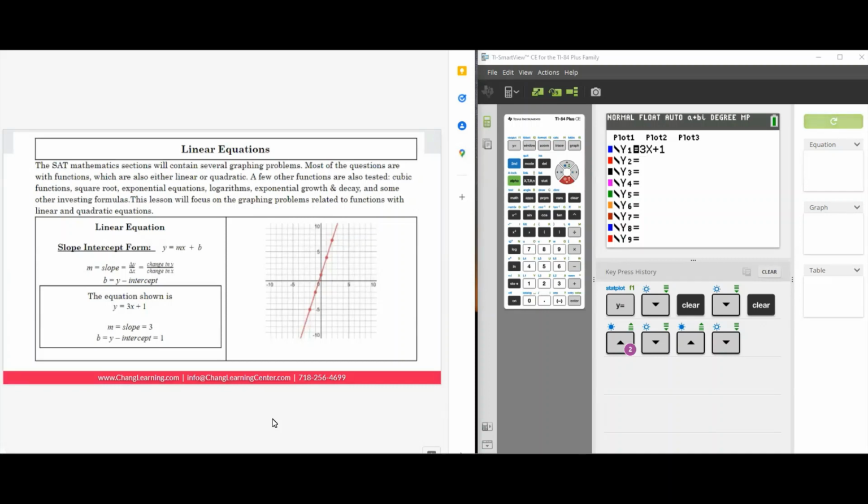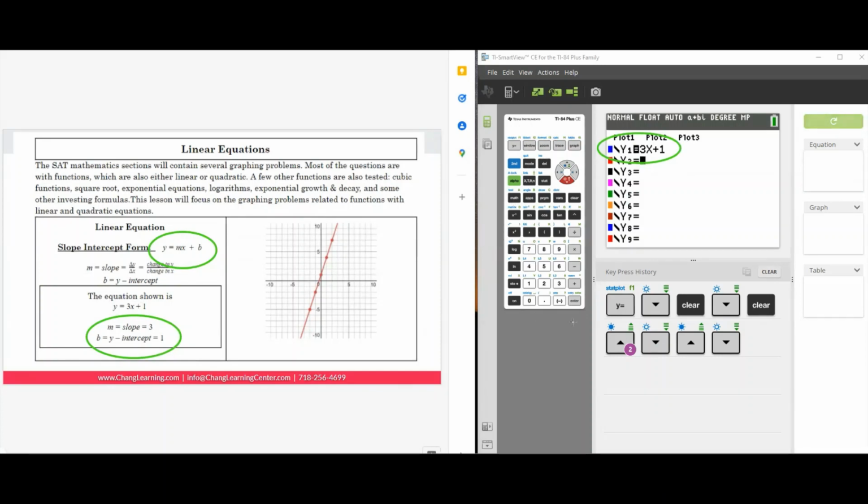So what we have here is the first example, and the equation shown is y equals 3x plus 1. As you can see in the slide on the left side, the slope is 3 and the y-intercept is 1 for this form of the equation. This is the type of expressing linear equations that's used by graphing calculators, such as the TI-84 Plus.